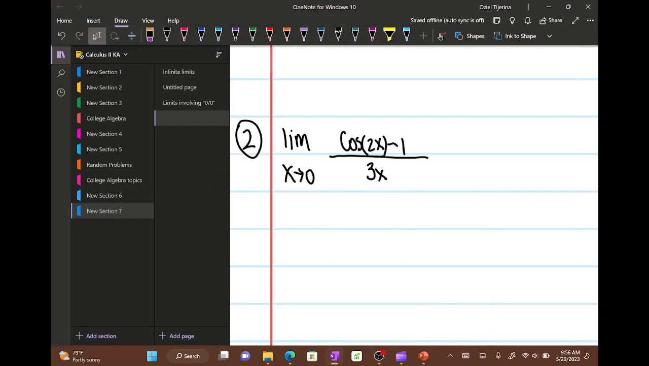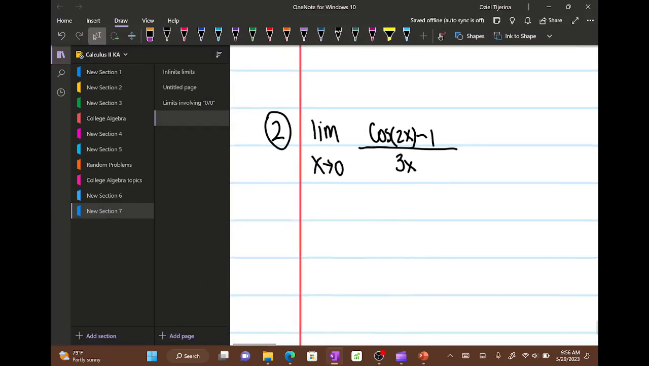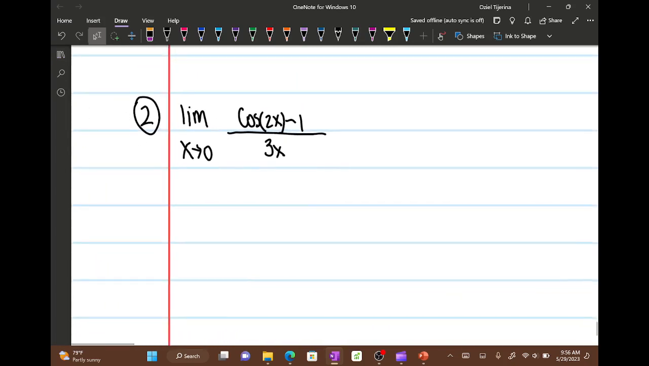So we're gonna do this problem. I remember now how to do this. We have here the limit as x approaches 0 of cosine of 2x minus 1 all over 3x.